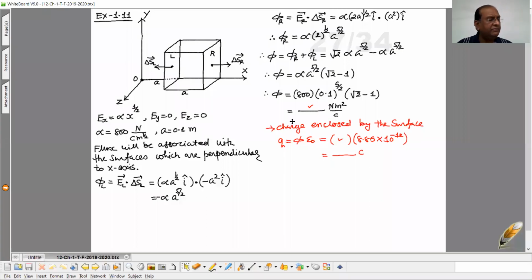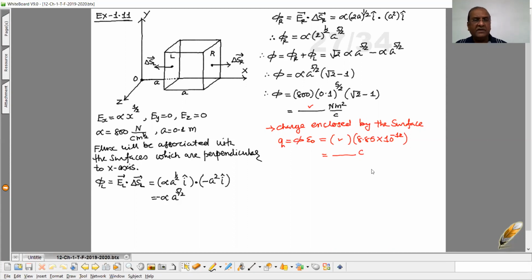Now, example 1.11. The electric field components in figure 1.27 are Ex equal to alpha x raised to 1 by 2, Ey equal to Ez equal to 0, in which alpha equal to 800 Newton per Coulomb meter raised to 1 by 2. Calculate A, the flux through the cube, and B, the charge within the cube. Assume that a equal to 0.1 meter.